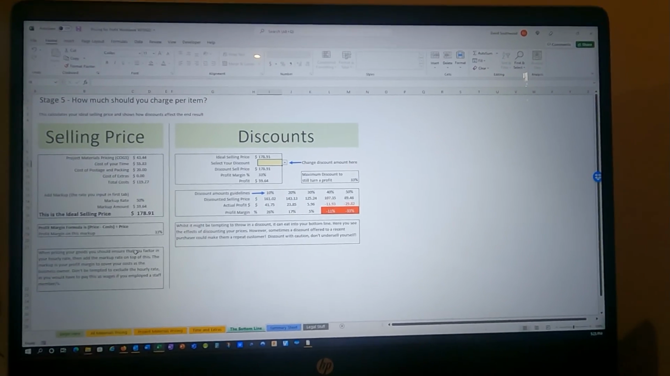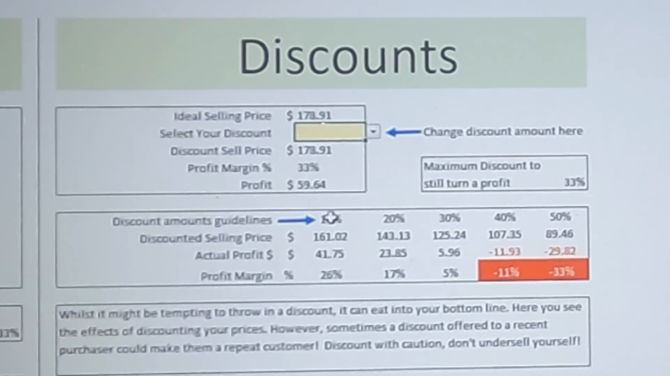What do I mean by that? Well, here are some preset discounts. If you add a 10 or a 20 or a 30 or a 40 or 50% discount, you can see instead of $178, your selling price drops down to $161 or $143. Your profit, instead of almost $60, is dropping down to $41 or $23. And your profit margin, instead of being 33%, is 26 or 17%, or a 30% discount will actually reduce your profit margin down to 5%. You're almost at neutral, zero profit.